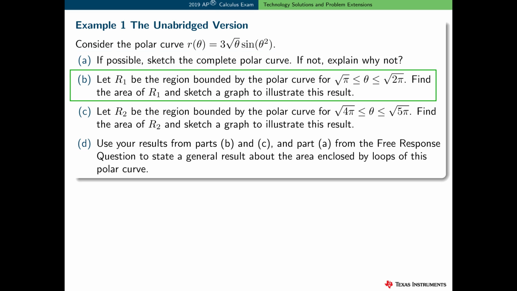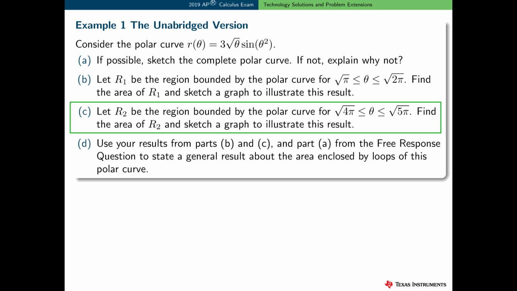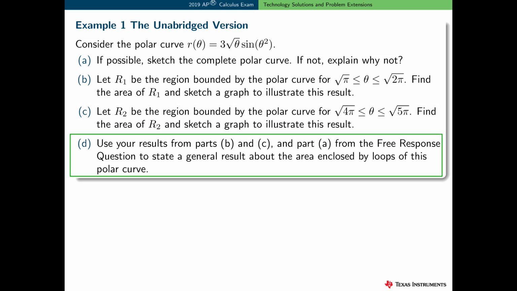In Part B, let r sub 1 be the region bounded by the polar curve for theta between the square root of pi and the square root of 2 pi. Find the area of r sub 1 and sketch a graph to illustrate this result. In Part C, do the same thing for this region r sub 2. And in Part D, use all of these results and the free response question to see if you can find the pattern here. I think this is actually a pretty amazing result.